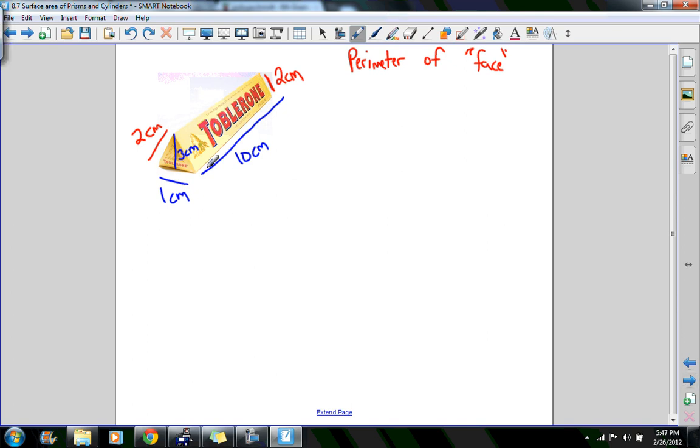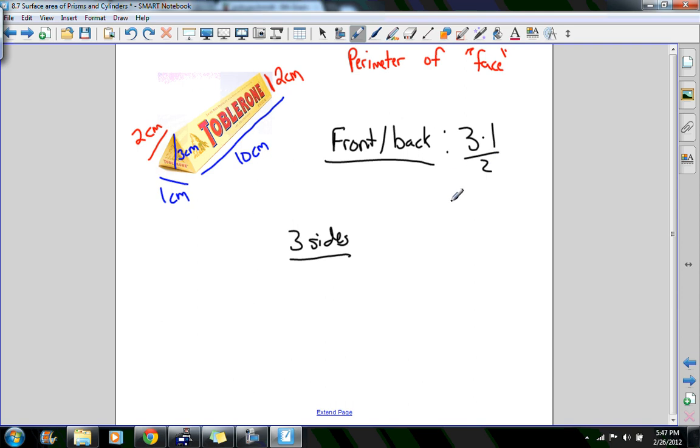Okay, a triangular prism has the front and the back, but then it's only going to have 2 on the front and back, and 3 sides. So we have to find the area of the front and the back. And then the 3 sides will have the same area as well. So for the front and the back, the area is just going to be 3 times 1 divided by 2, which is going to be 1.5 each. Okay, because it's height of 3, base of 1.